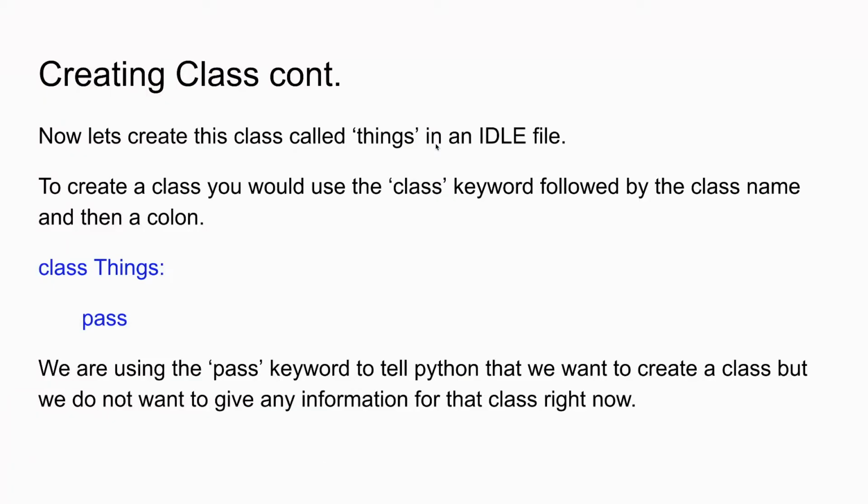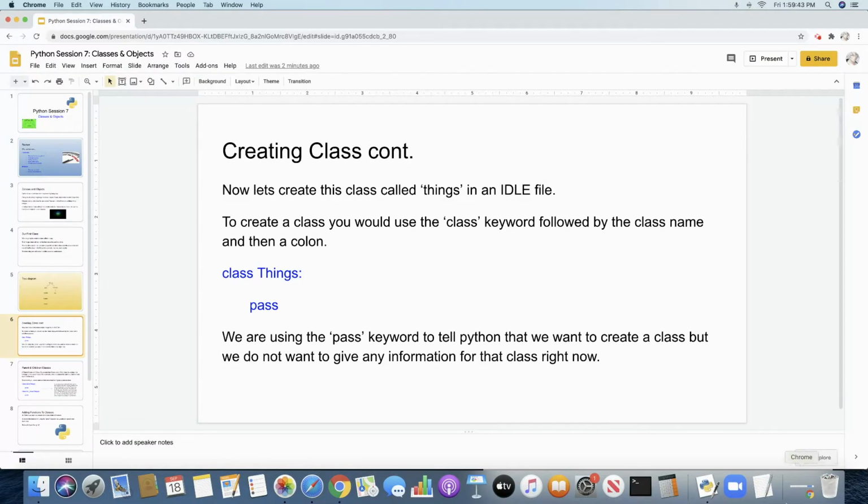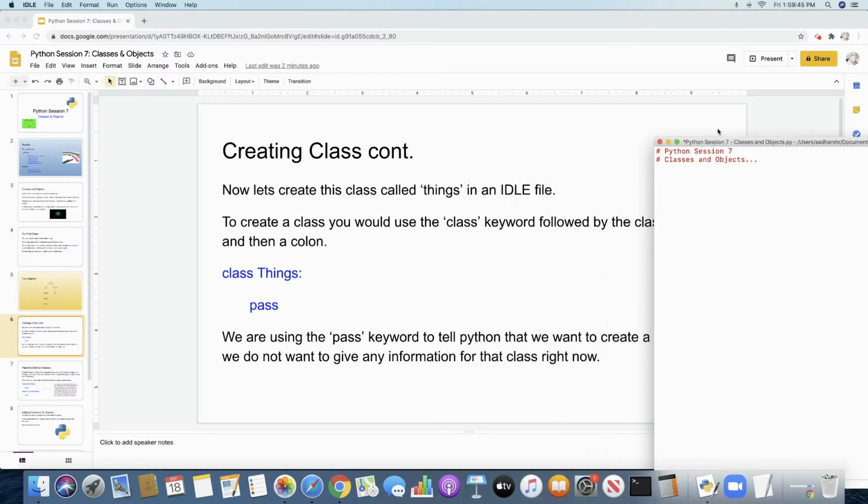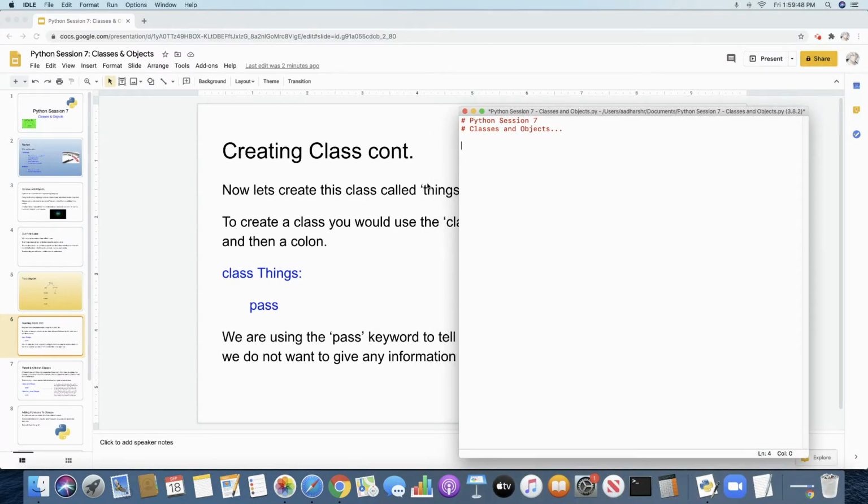Now let's create our class called things in an IDLE file. So let's open an IDLE file. To create a class, you first use the class keyword and then the class name followed by a colon. So we say class things, and colon, because our class name is things. And then in our next line, we would say pass. The pass keyword is just telling Python that we want to create a class, but we're not giving any information as of now. We're just creating it.